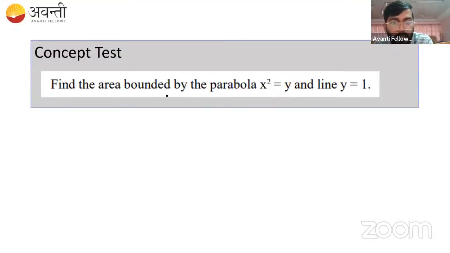Now, find the area bounded by the parabola x square equals y and the line y equals 1.